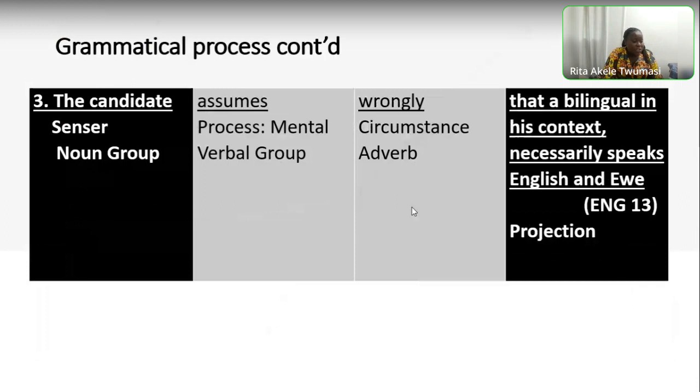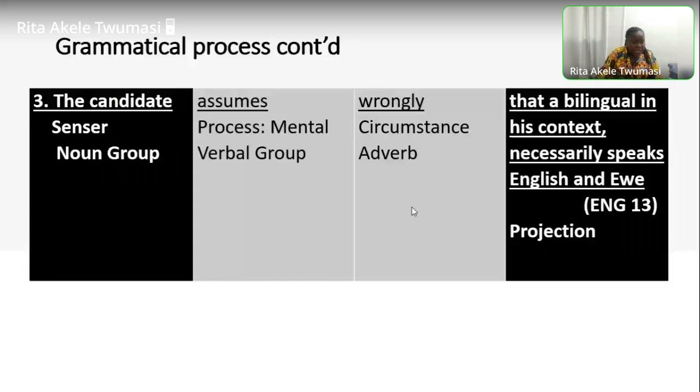There is a projection of another clause instead of a phenomenon: that the lingua in this context necessarily speaks English in a way. This is a second order use of language, suggesting that what is found in this projection has been alluded to earlier in the clause. That is, what is assumed is that a bilingual necessarily speaks English in a way.